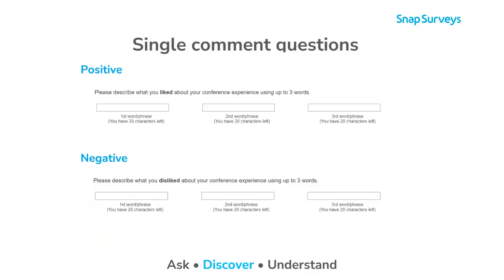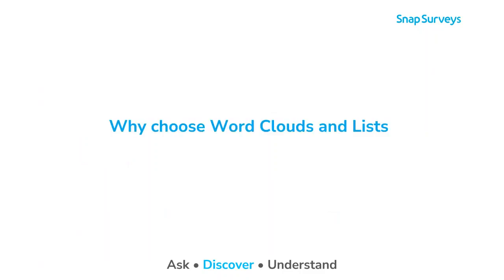This is an example of one of those types of questions. You can see that we've asked what they liked, and this will give us positive commentary. And we've asked what they disliked, and this will give us negative commentary. And we can analyse those separately.